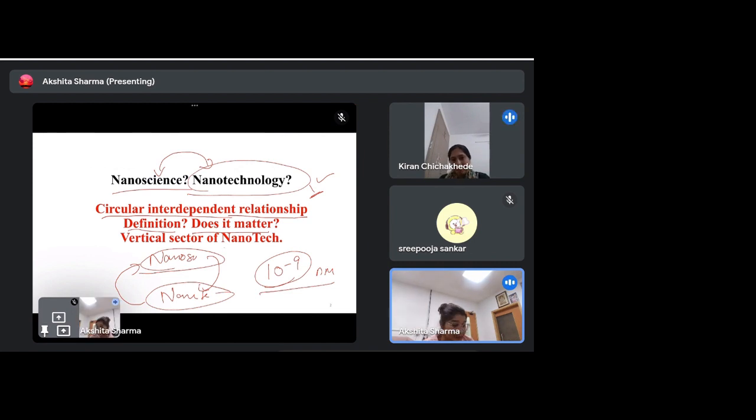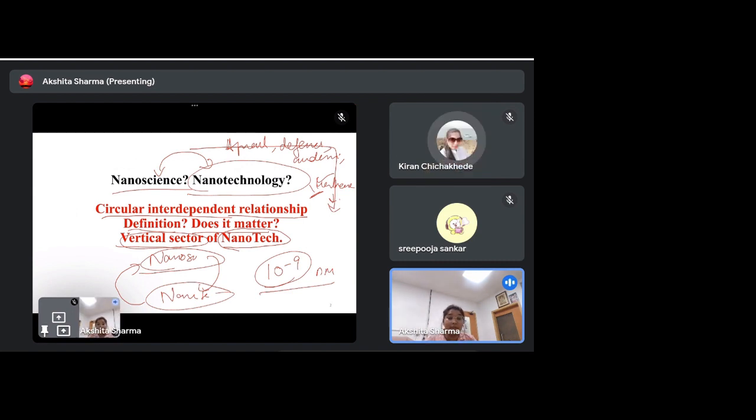Also, when we talk about nanotechnology, it does not fall into only one application. It has application in agriculture, defense, academics, and healthcare. So we can see that nanotechnology runs through all the sectors. That is why I have used the term vertical sector. It is not limited to one; it is vastly distributed in all the sectors and applications.